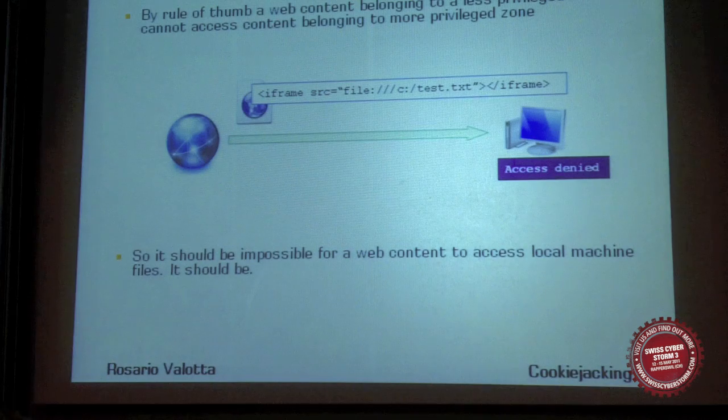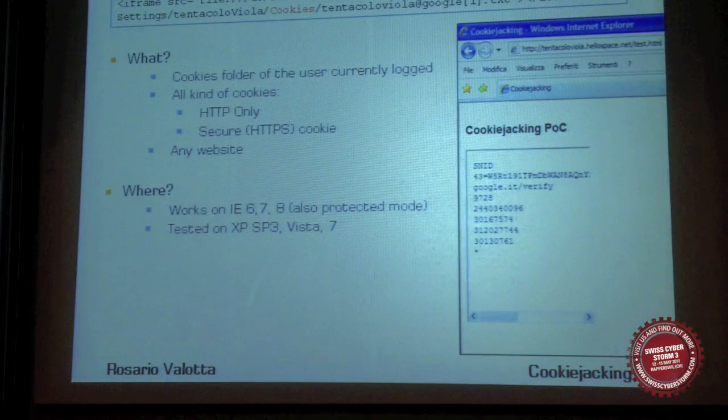So in this scenario, the cross-zone interaction policy behaves well. It should be impossible for web content to access a local machine file. At least it should be. Because it turns out that one of the most sensitive folders in your machine is the only folder that can be accessed from other zones. And this is the folder that contains all your cookies.